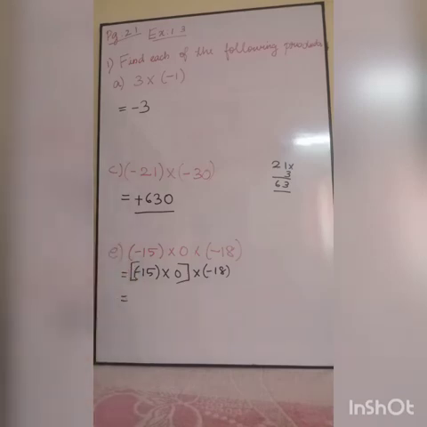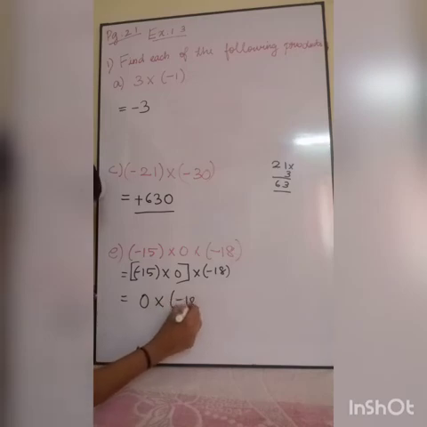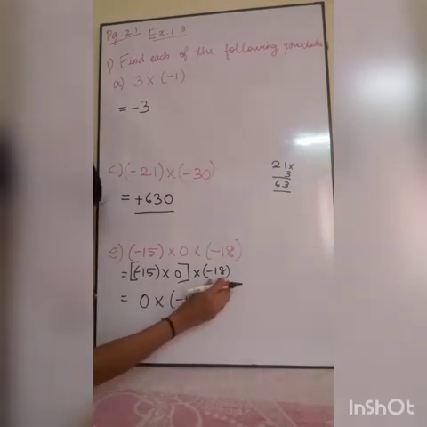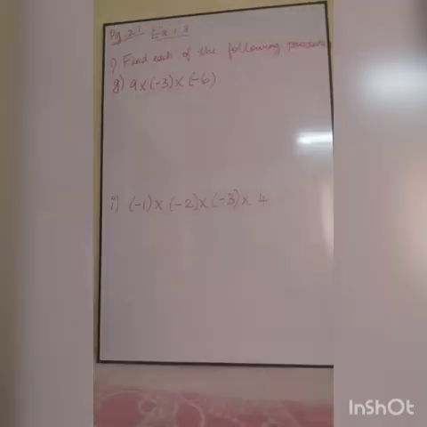I told you about multiplication by 0: any number or any integer multiplied by 0 gives 0. So minus 15 into 0 is also 0. Then with that answer, I multiply minus 18. 0 into minus 18 is 0. So my answer is 0. Understood how to write these problems? This is your G question.